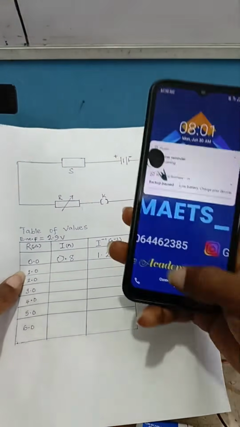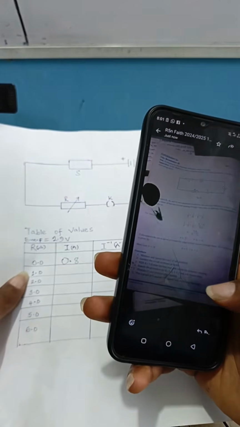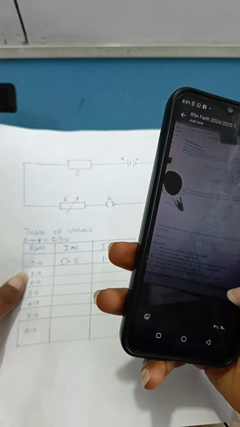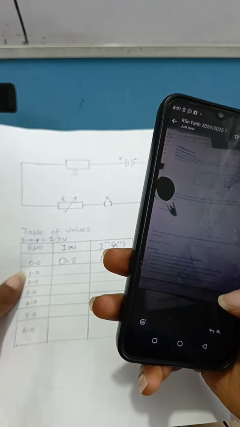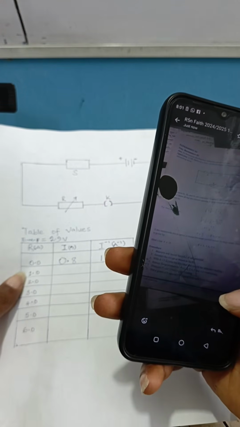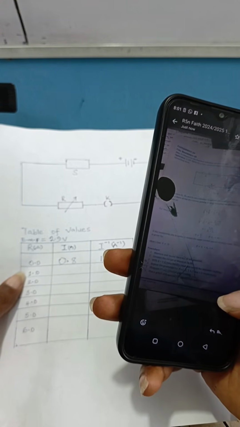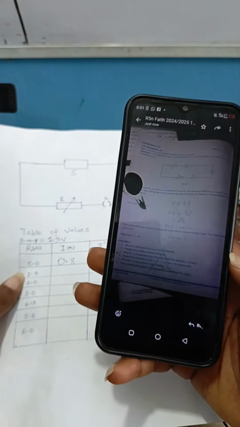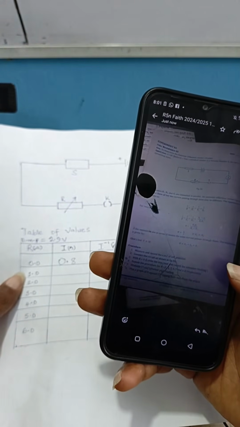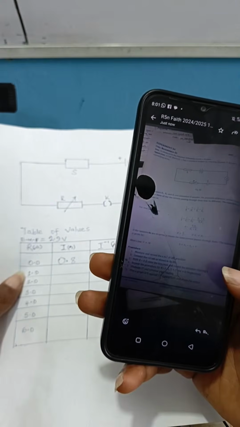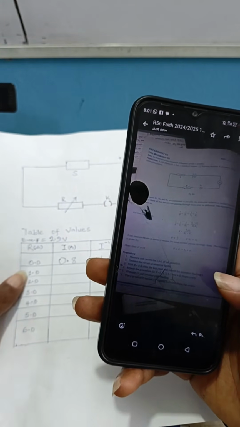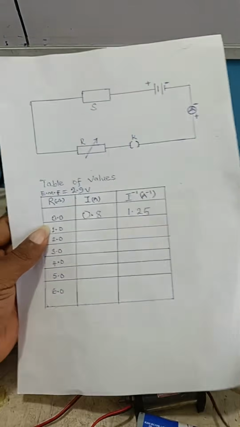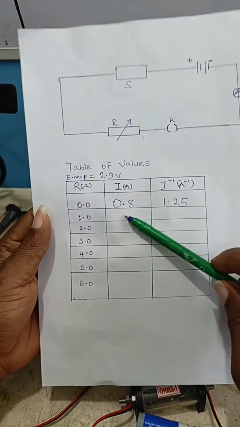In the next instruction, what were we asked to do? That is instruction number 4. Repeat the procedure for R equal to 1, 2, 3, 4, 5, and 6 ohms respectively. So we are meant to do for the next experiment 1 ohm.